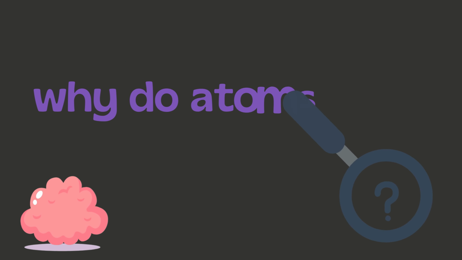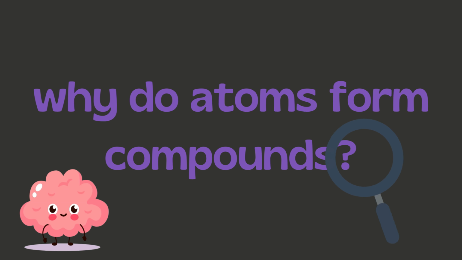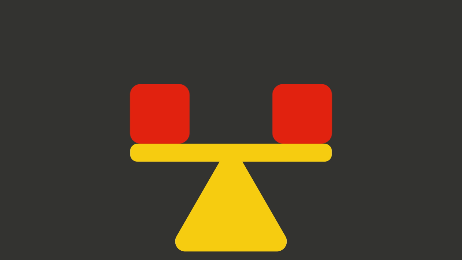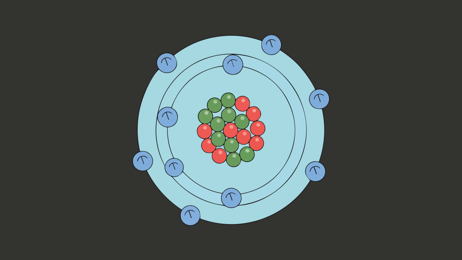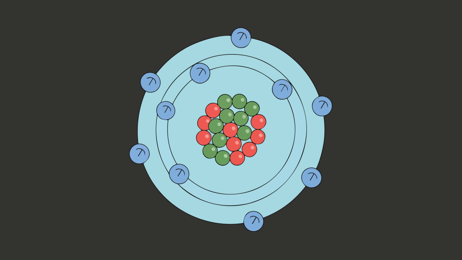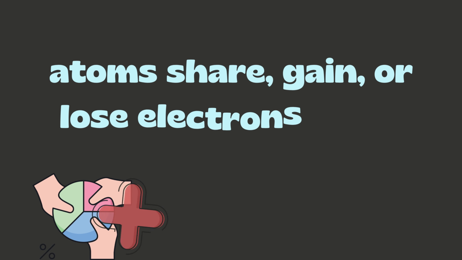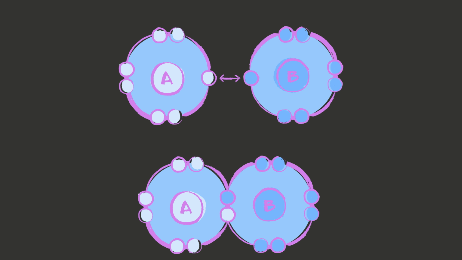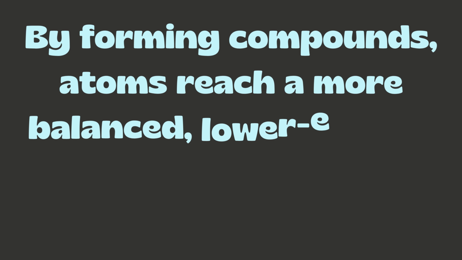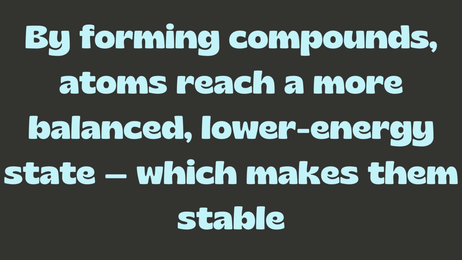Now, here's an important question. Why do atoms form compounds in the first place? Atoms form compounds to become more stable. Every atom wants its outermost energy level, or shell, to be full of electrons. If it's not full, the atom feels unstable, kind of like a chair with one leg missing. So atoms share, gain, or lose electrons to fill that outer shell. And that's when chemical bonds form. By forming compounds, atoms reach a more balanced, lower energy state, which makes them stable. In short, atoms form compounds to feel complete and balanced.